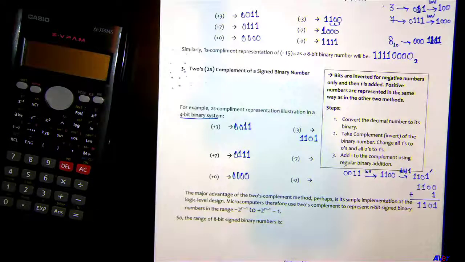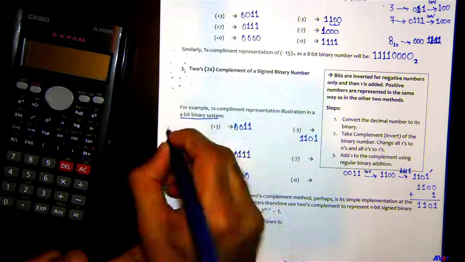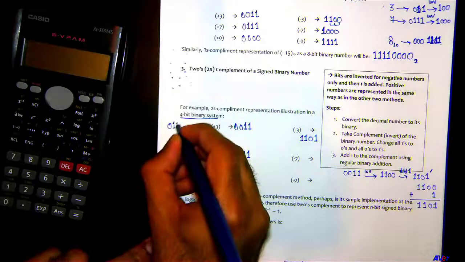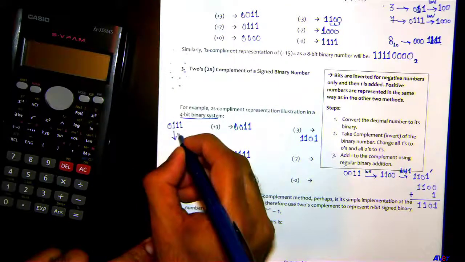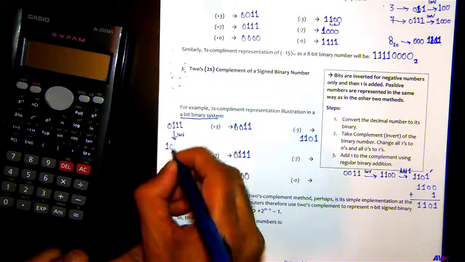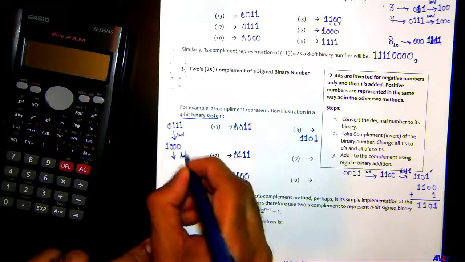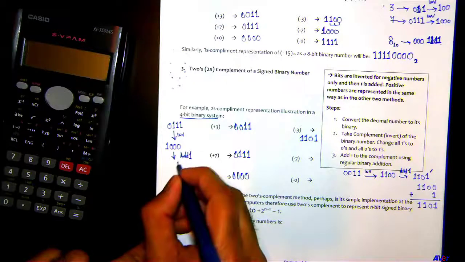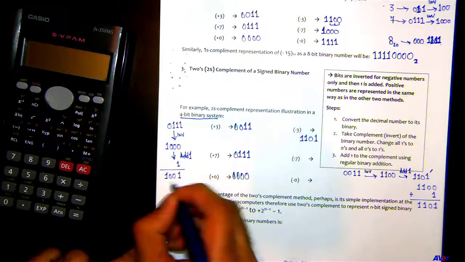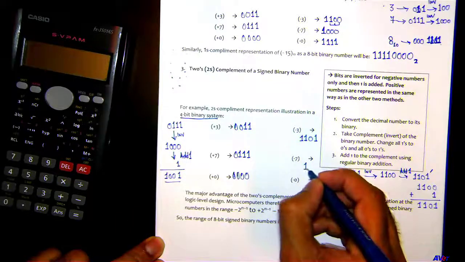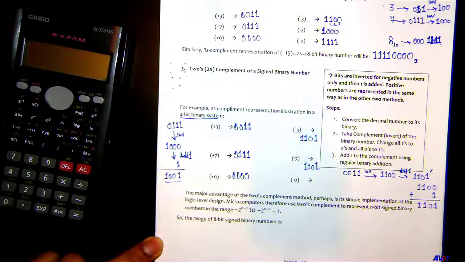How would you do it for 7? What is the 4-bit binary code for 7? 0111. Okay, so the next step is to invert the bits. So we get 1000, and then next step is to add 1. So I add 1, and I get what? 1001. Correct? So this will be 1001.